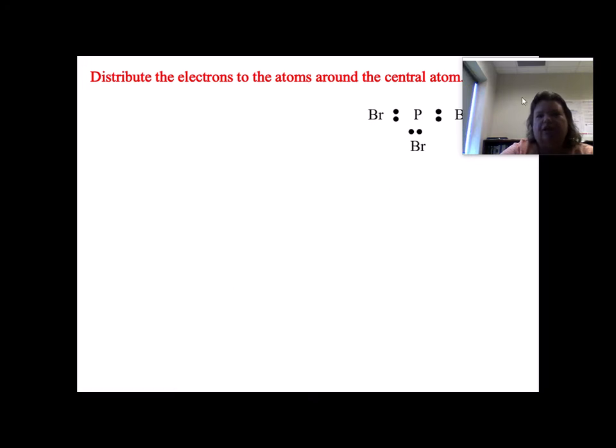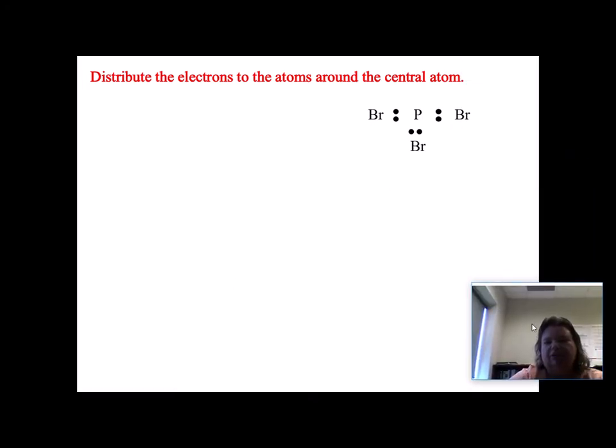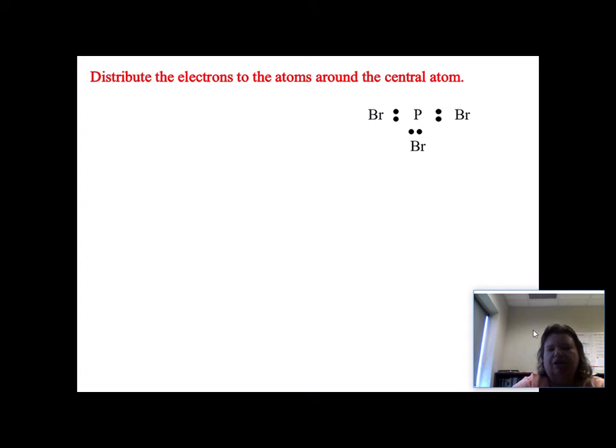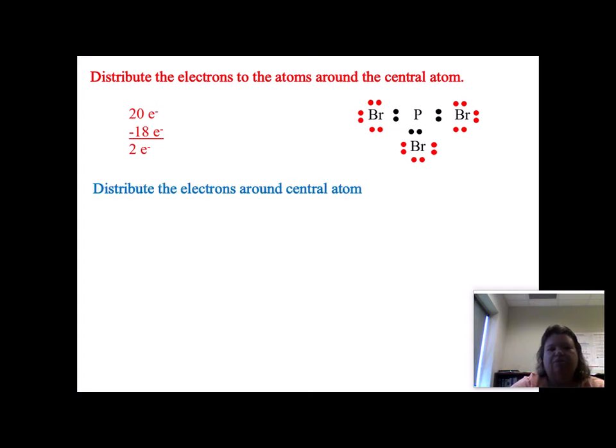Alright, distribute the electrons around the outside atoms. Okay, so this is the same structure I had last time, and I had 20 electrons left. So I'm going to add 2, 4, 6, 8, 10, 12, 14, 16, 18. The 20 minus the 18 leaves me 2 electrons. And so the next step is to distribute electrons around the central atom. So I have 2 more electrons, and those are going to go around the central atom.